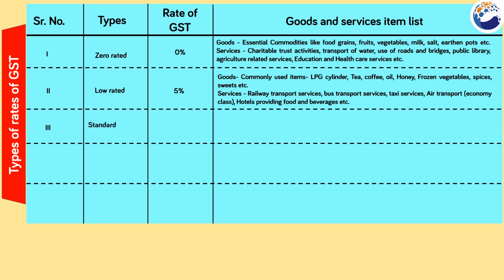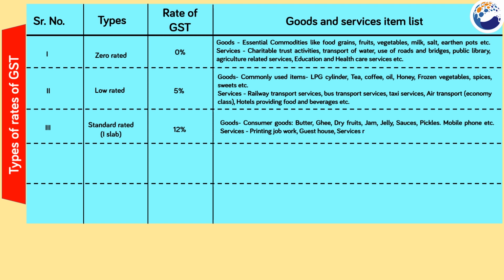3. Standard rated, slab 1, GST rate is 12%. It is applicable on goods like butter, ghee, dry fruits, jam, jelly, sauces, pickles, mobile phone, etc. And on services like printing job work, guest house, services related to construction business.